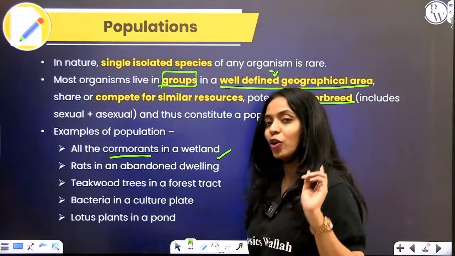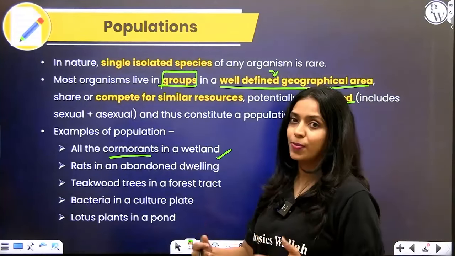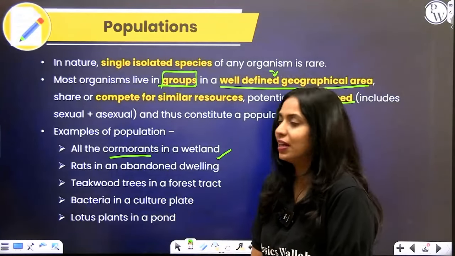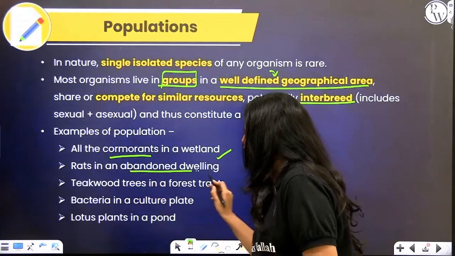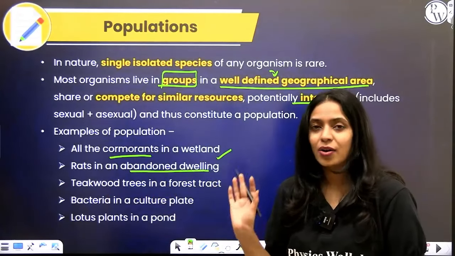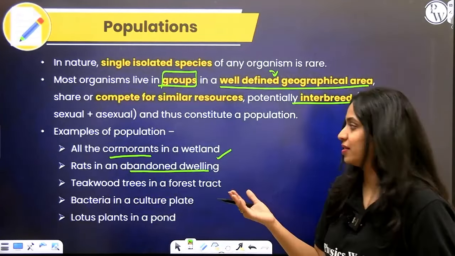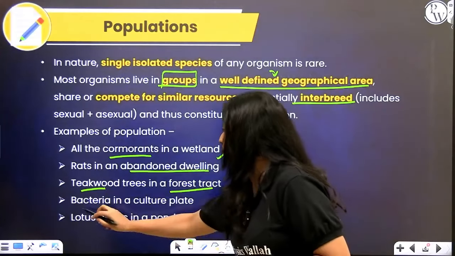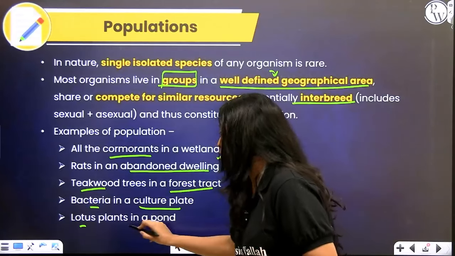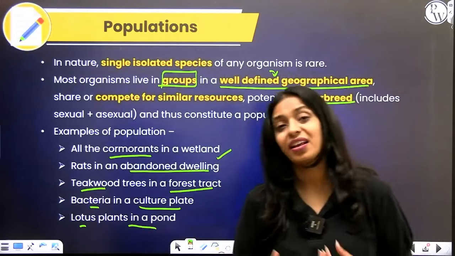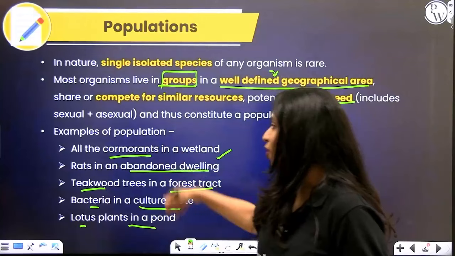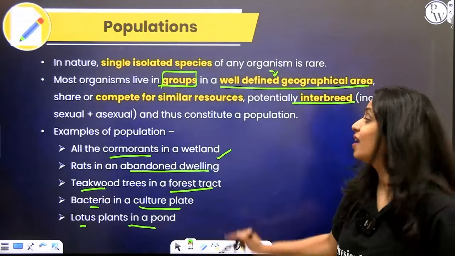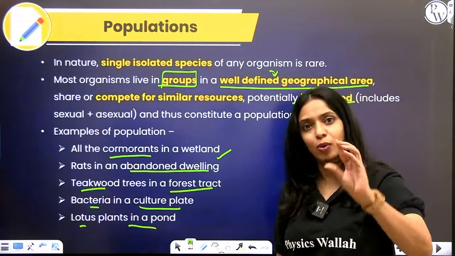Remember, whenever we're talking about population, we talk about it with respect to a particular place, a particular geographical area. So rats in an abandoned dwelling: some house is abandoned and the rats present there. You can make up your own populations. Teakwood trees present in a forest tract, bacteria present in a culture plate, lotus plants present in a pond. All of these are examples of different populations. Here you have animal populations, plant populations, microbial populations. This is just for you to get a brief idea about what a population is.